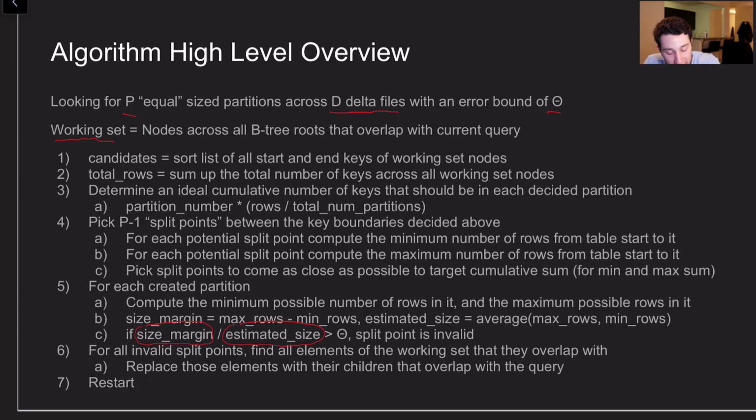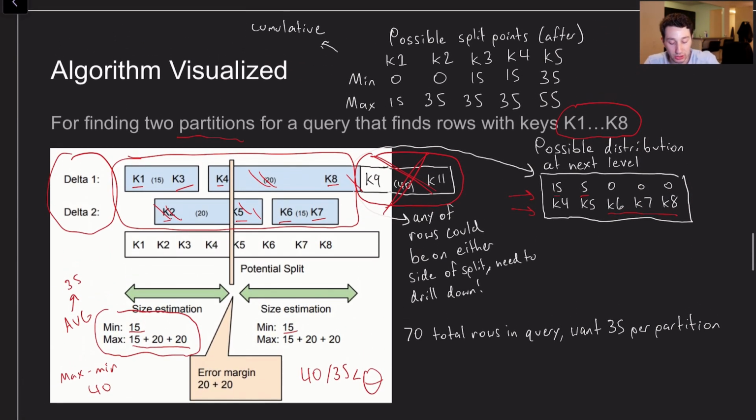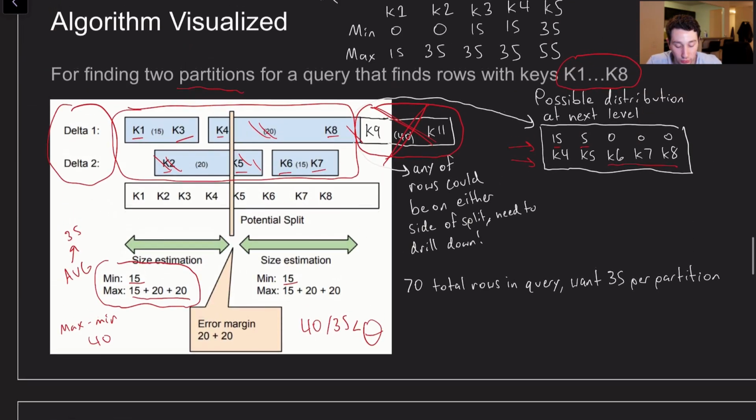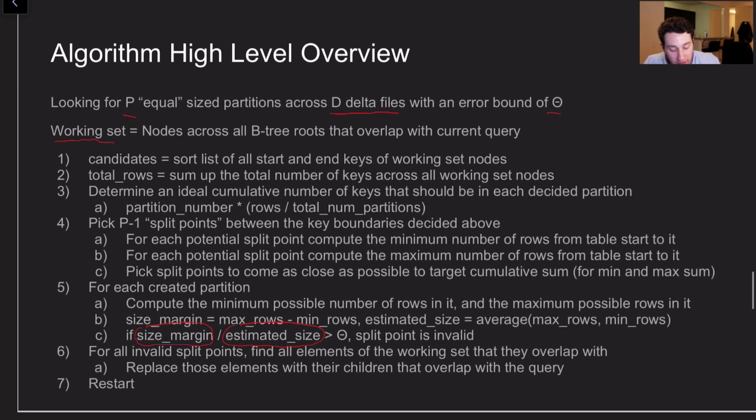Great. The next thing that we do is figure out the total number of rows in the table that we've seen at the moment. And the way that we do that is just by summing up all of the elements in the working set. So basically that's 15 plus 20 plus 20 plus 15, which adds up to 70 total rows in the query. Now, because we have a number of total rows and a number of total partitions, this basically gives us an estimate of how many rows we want per partition.